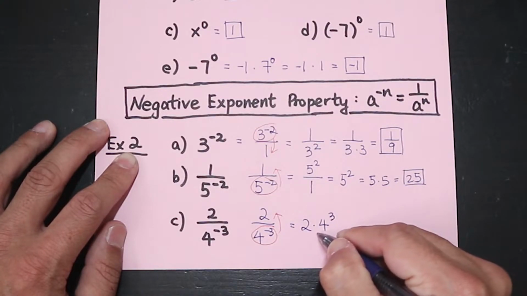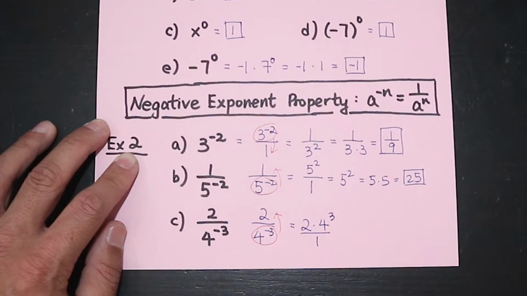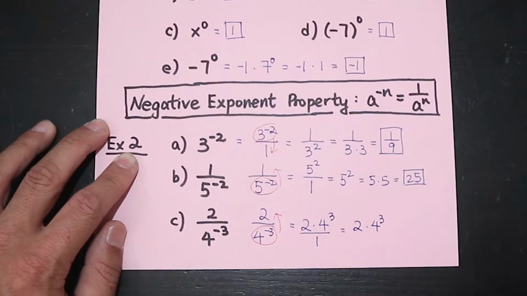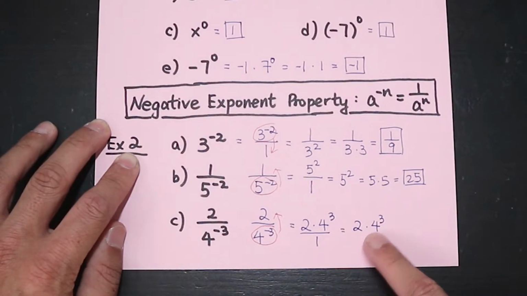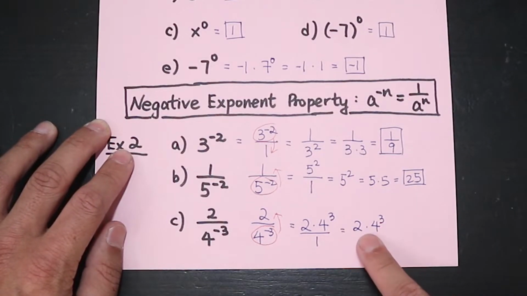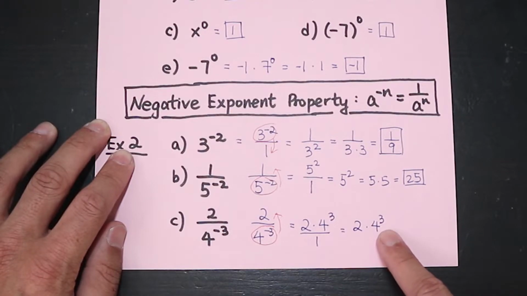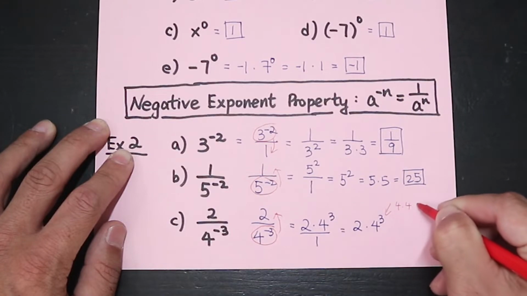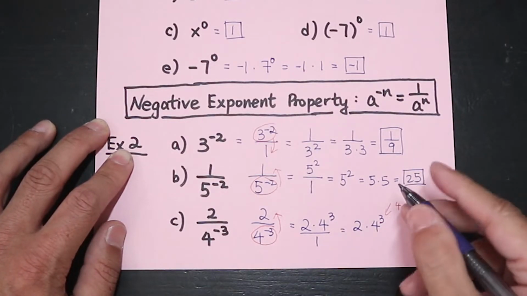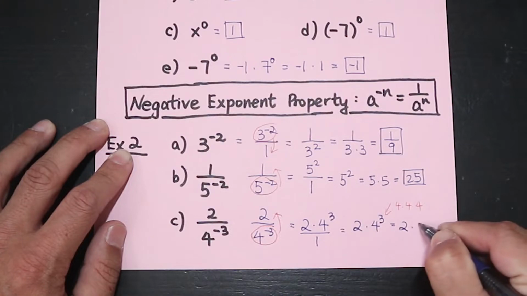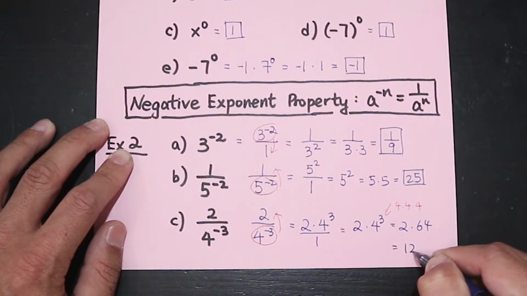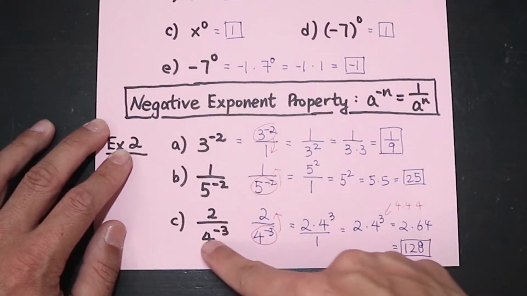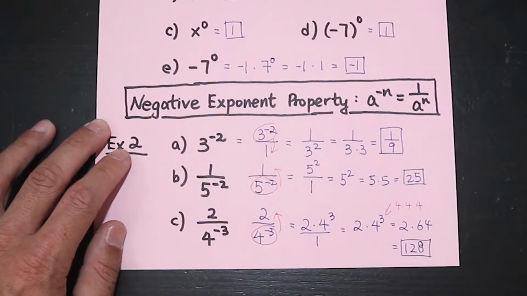And then at the bottom, you have nothing left, so just put it over 1, right? Or you don't have to write it, which is just the same as 2 times 4 to the third power. Now, order of operations tells you to simplify the exponents first before multiplication. So you have to find out what's 4 times 4 times 4. If you use a calculator, you get 64. So that's just the same as 2 times 64, which becomes 128. So that means 2 over 4 to the negative third power, with all this work, becomes 128.